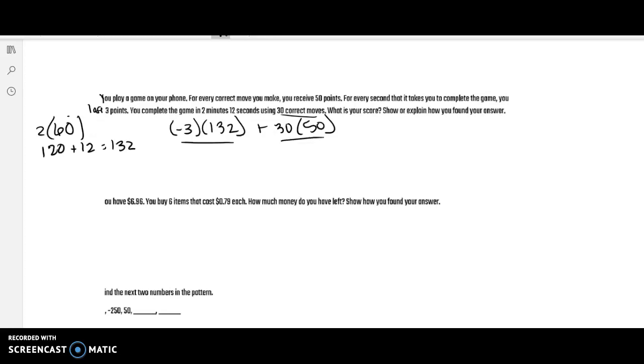So now we're going to multiply each of these. And so I got negative 396 plus a positive 1,500. And now we're going to add those together. So our score was 1,104.